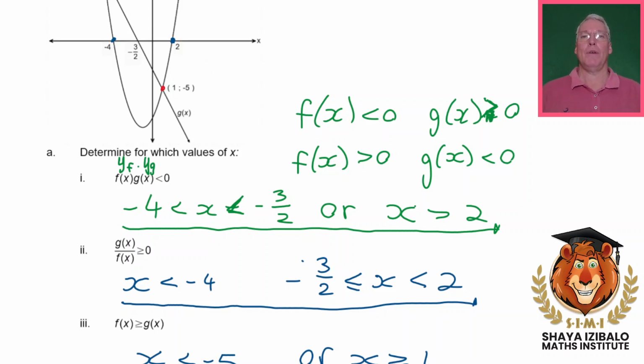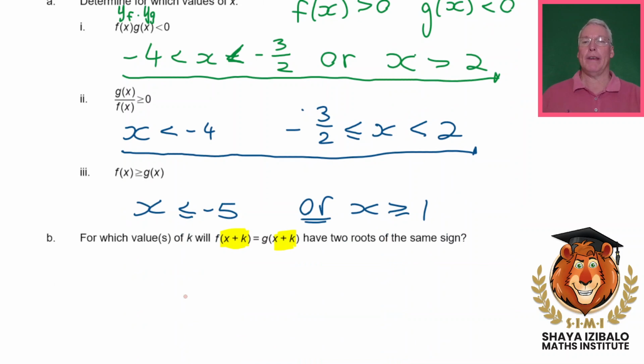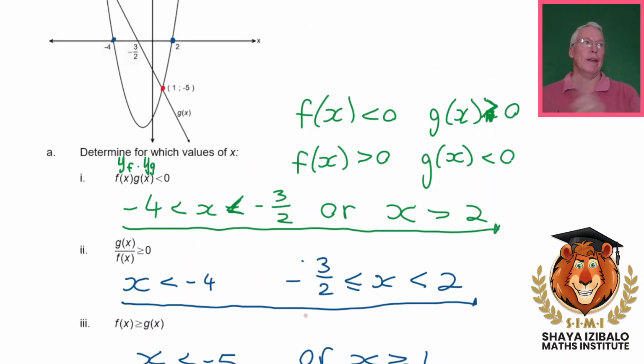Do we agree that if we were to shift this whole picture more than 1 to the left, then this point would now be negative, and that point would obviously still be negative. More than 1 to the left. How do we shift a graph to the left? Well, we add, so k must be bigger than 1. All right? If k is bigger than 1, both graphs are going to move more than 1 to the left. The other possibility is to move it more than 5 to the right.